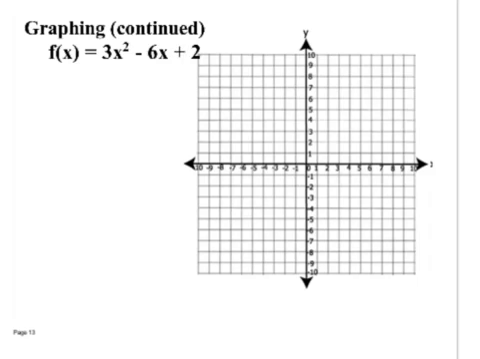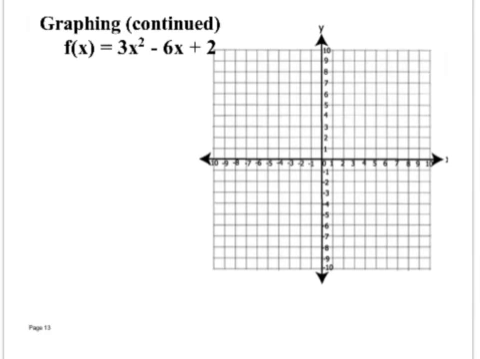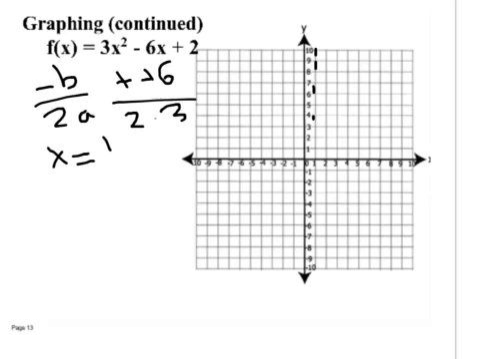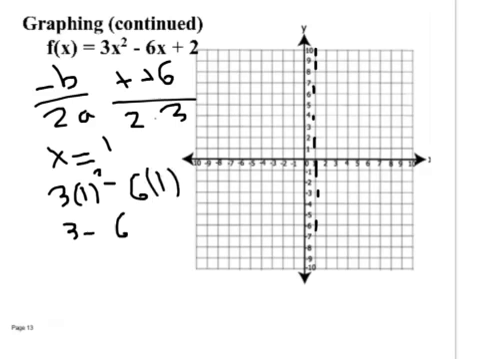F of x equals 3x squared minus 6x plus 2. First thing I need to do is find my axis of symmetry. So negative b over 2a. Negative 6 over 2 times 3. So x equals 1. Alright, so my axis here is at 1. I plug 1 in, I find my y coordinate, I find my vertex. 3 times 1 squared is 3. 6 times 1 is 6, plus 2. So 5 minus 6 is negative 1. So my vertex is at 1, negative 1.